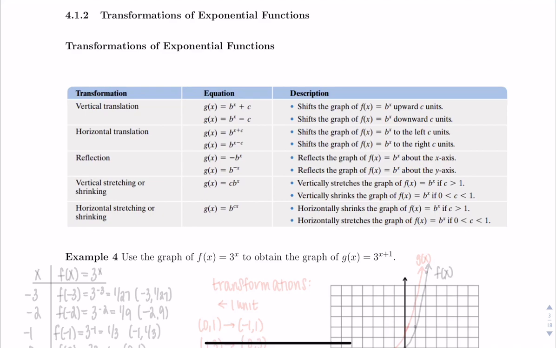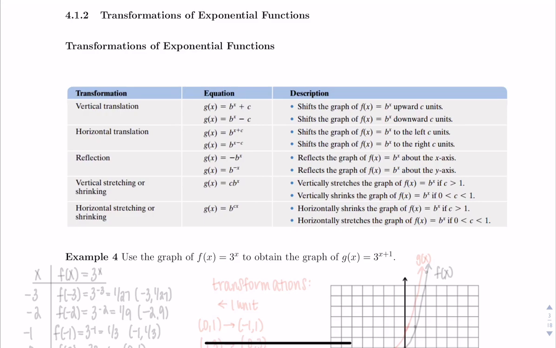Negative b to the x means we reflect the graph about the x-axis, and b to the negative x reflects about the y-axis. And c times b to the x, if c is greater than 1, then we vertically stretch it, and if c is between 0 and 1, then we vertically shrink it. And b to the c times x, if c is greater than 1, we horizontally shrink it, and if c is between 0 and 1, we horizontally stretch it.